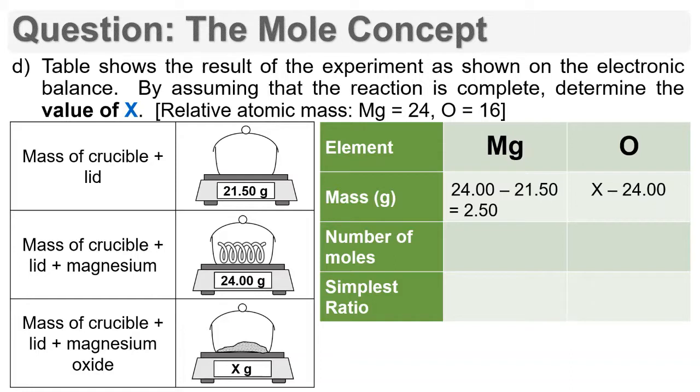Continue with the number of moles. The number of moles of magnesium is 2.5 divided by the relative atomic mass of magnesium, which is 24. The answer is 0.104. The number of moles of oxygen is X minus 24 divided by its relative atomic mass, which is 16. Again, no calculation can be made here. Don't worry, keep on going.